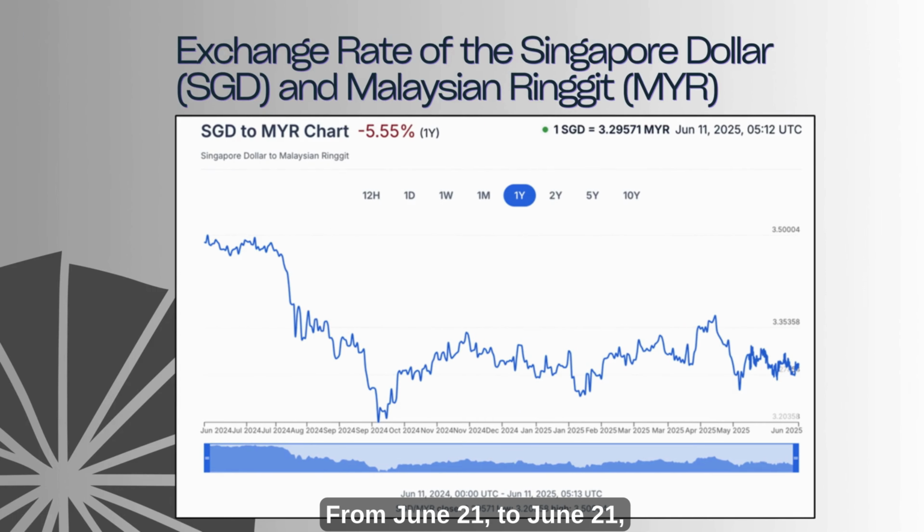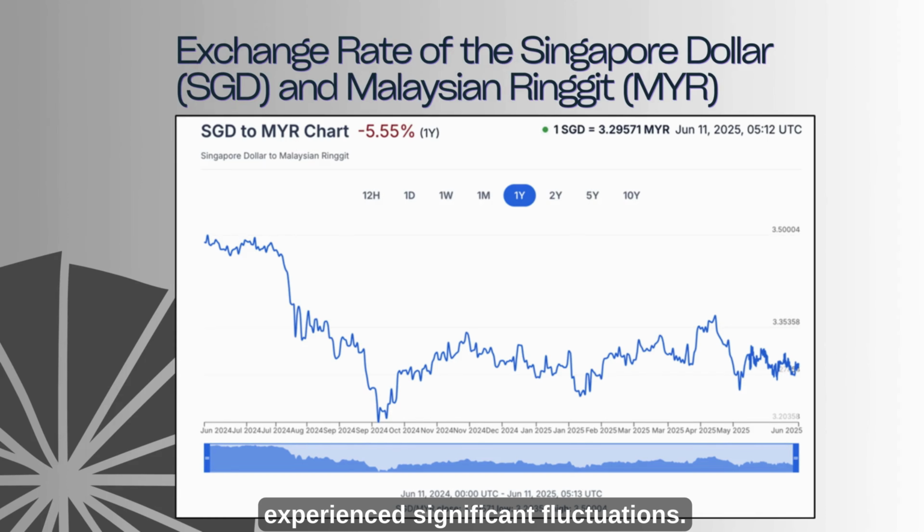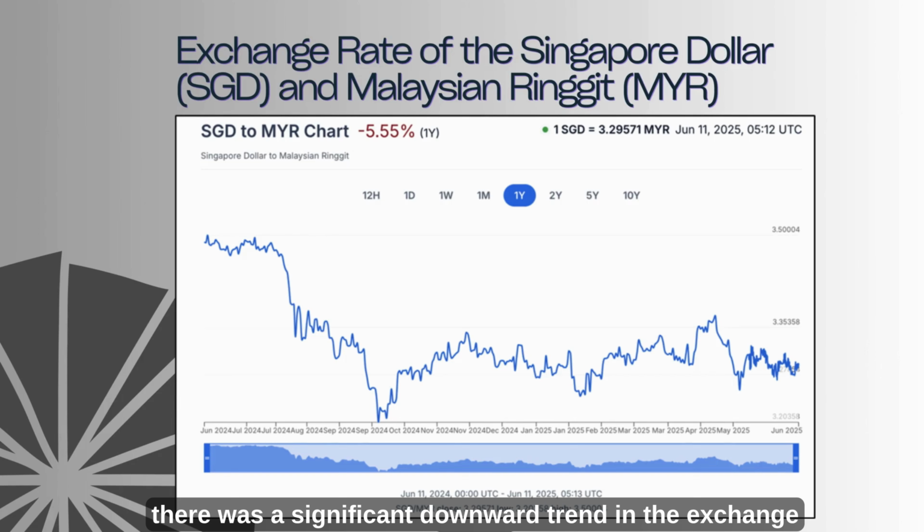From June 2024 to June 2025, the exchange rate between the Singapore dollar and the Malaysian ringgit experienced significant fluctuations. From mid-2024 to the end of the year, there was a significant downward trend in the exchange rate, which was closely related to the rhythm of global economic recovery and changes in trade data between Singapore and Malaysia. Entering 2025, although there were periodic rebounds, the overall trend continued to adjust in a fluctuating manner.